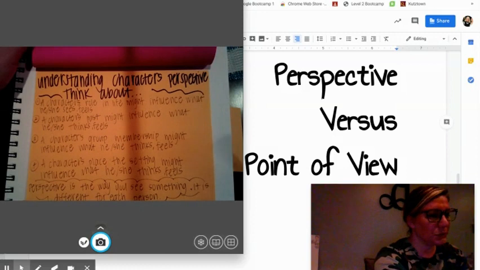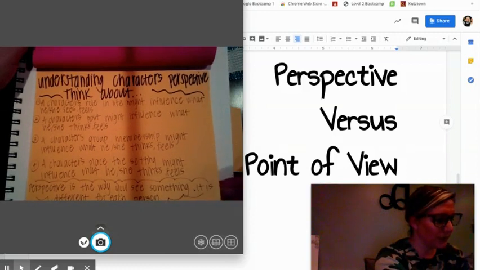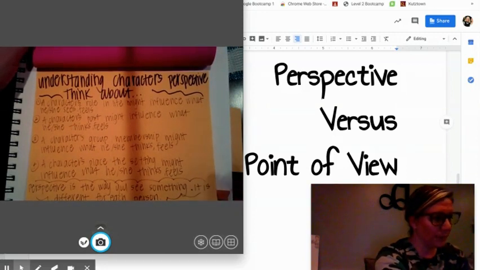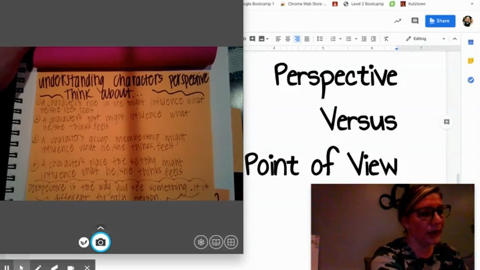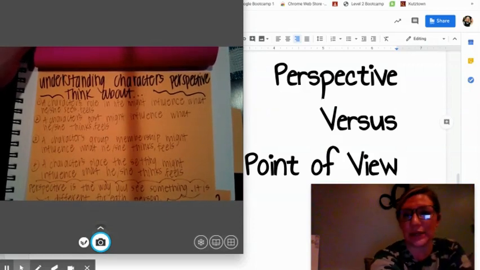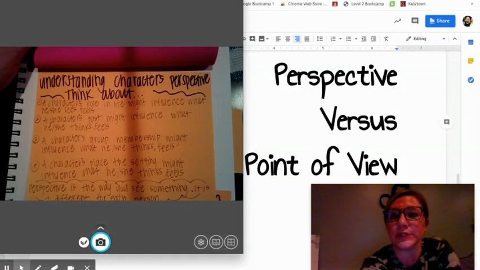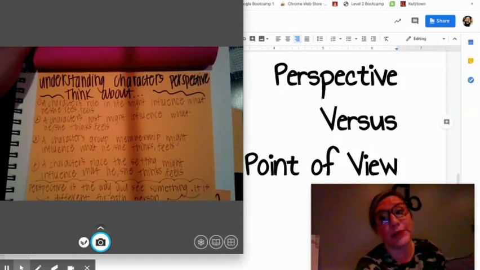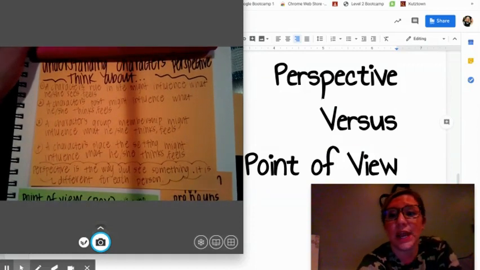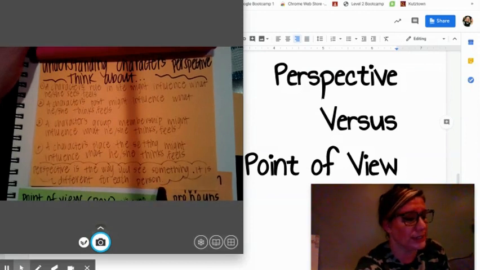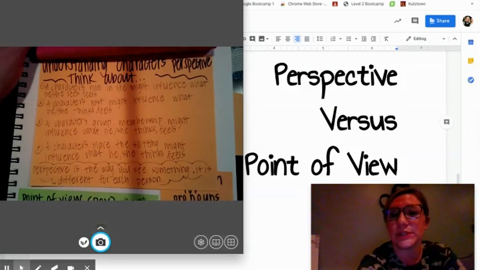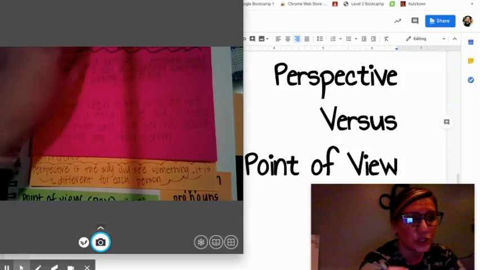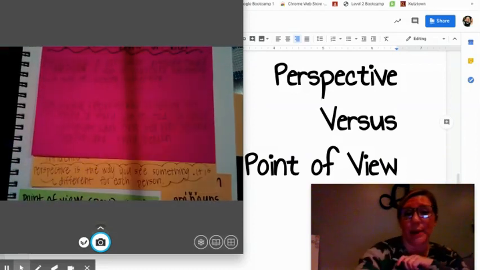Understanding characters' perspective. Think about these things. The way that their life role might influence, how their past might influence, how their group membership might influence, how their environment or their place, their setting might influence. And just down here, this is really important to keep in mind. Perspective is the way you see something. It is different for each person. So there's not necessarily a right or wrong answer for perspective, as long as you have some text evidence to back it up.